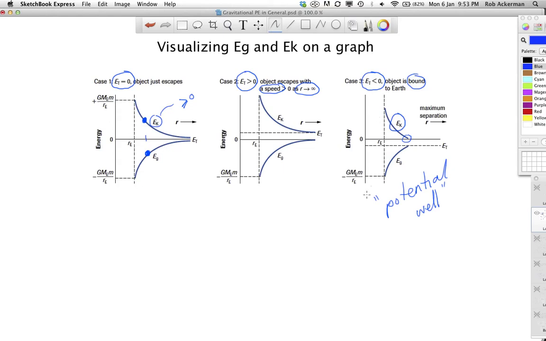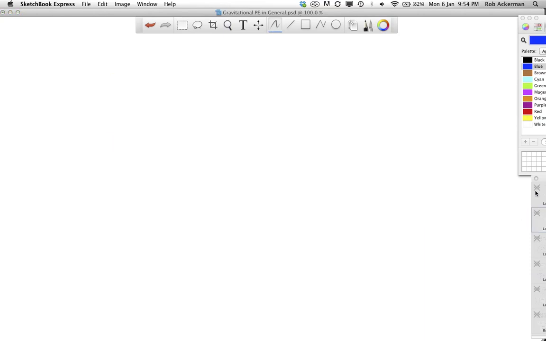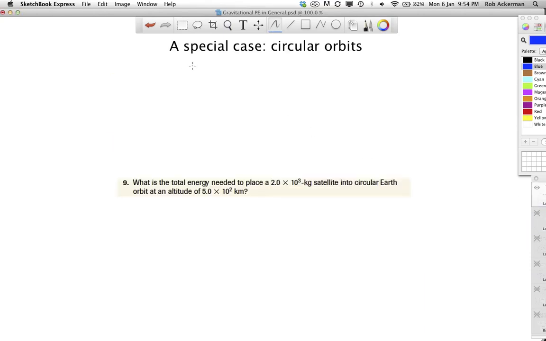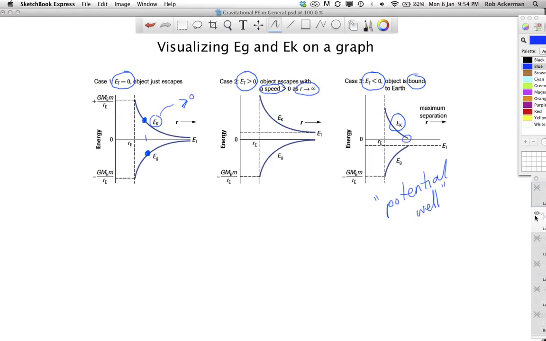So that's what these graphs look like, and they are just a visual representation of all the concepts we've been discussing. And so we're going to finish off with a special case involving all of this new Eg business. It's a case where an object is in a circular orbit around a planet, let's say. And of course, if you think back to what we just discussed, being in an orbit means you are not escaping, so you're in this situation.